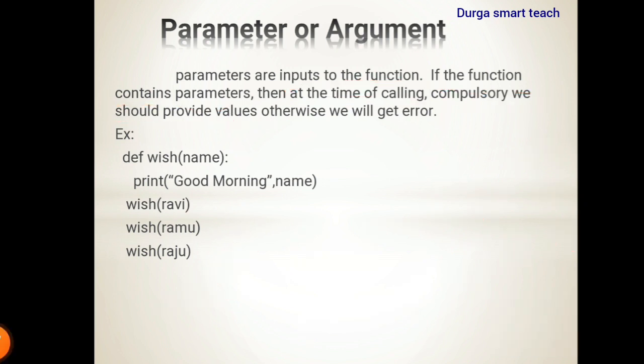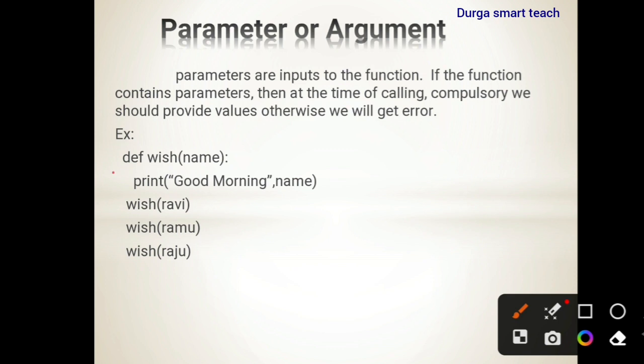So let's see the example here. Def wish. Def is a keyword, wish is a function name, and here the parameter is name. Parameters are nothing but inputs. In the function it contains print good morning comma name. When we call the function, it will be executed. Here I am calling the function wish, and I am passing the parameter Ravi.